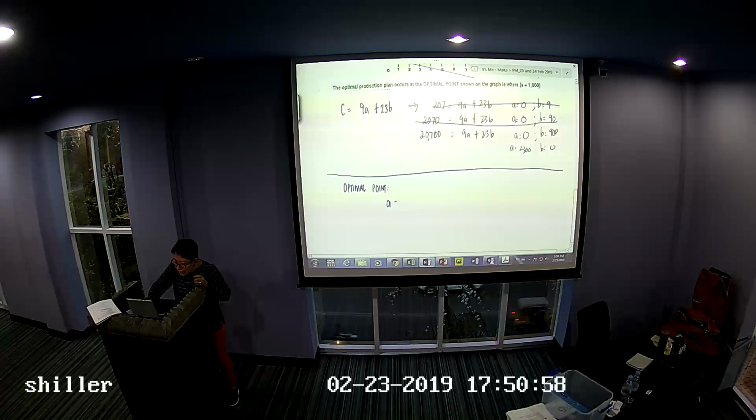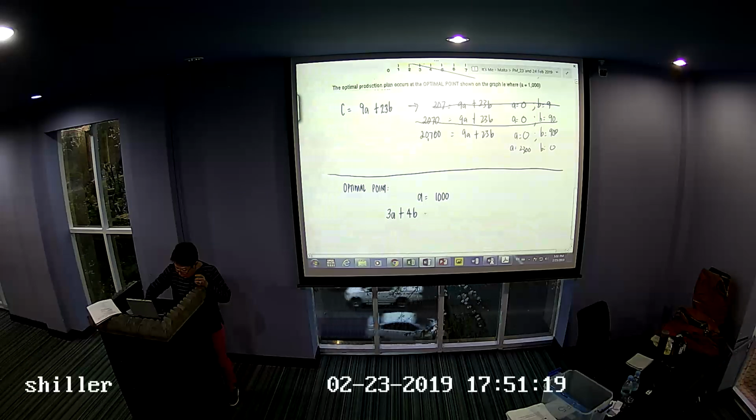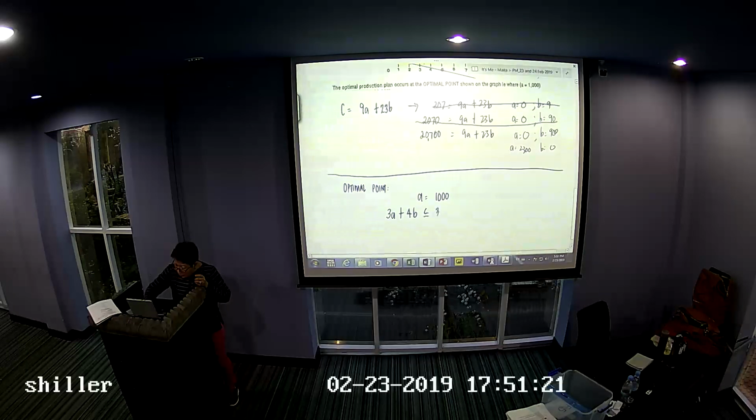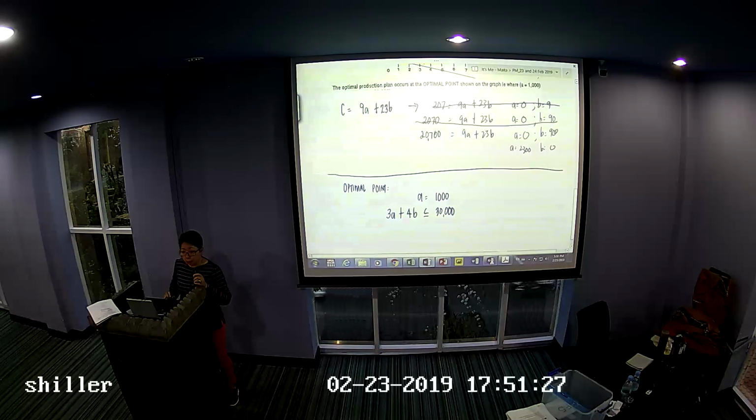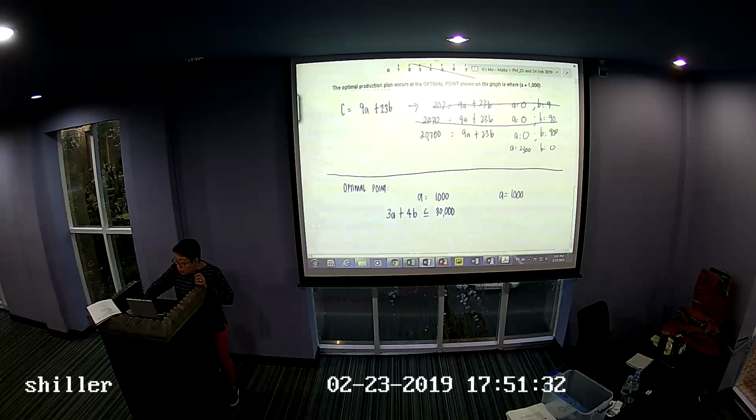So, A is equal to 1,000, it says. What about the other line? What is the equation? Sorry, I cannot see. 3A, okay, sorry, put it here. So, A is equal to 1,000, and the other one says 3A plus 4B should be what? 30,000. Yes? So which means I already know that A should be equal to 1,000. Can I solve B? Yes.